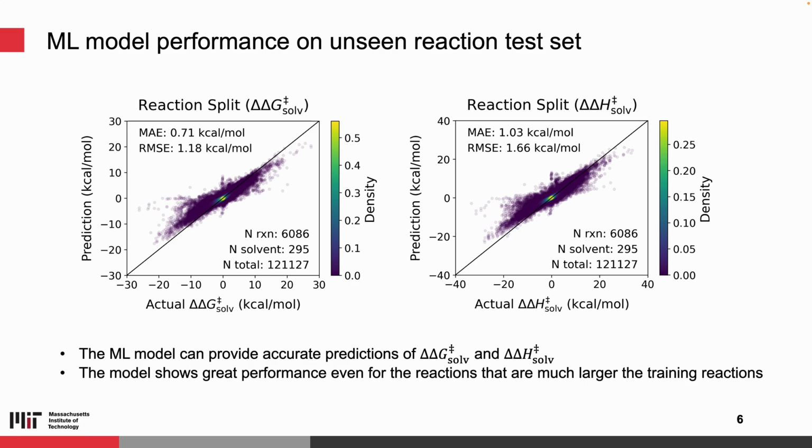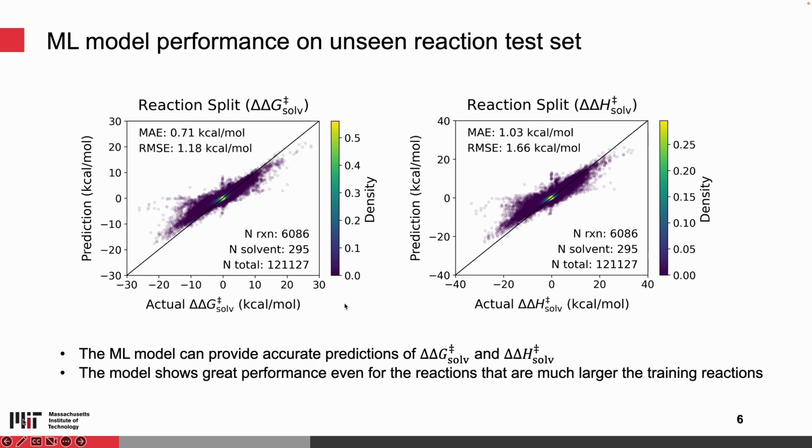And this is the final result for the machine learning model performance on the unseen reaction test set. These reactions were withheld from the training set for the machine learning model, and then the model was tested on these reactions. The left figure shows the prediction of ΔΔG solv, and the right gives the prediction for ΔΔH solv. This is a parity plot showing the prediction on the y-axis and the actual value on the x-axis.